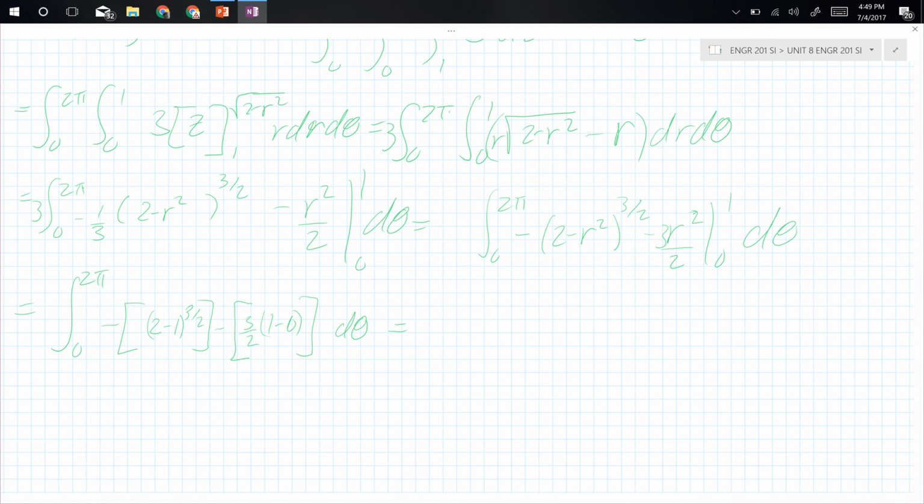And this will equal 0 to 2 pi. Well, what did I just do? I am messing up right now. Very sorry. 2 minus 0 to 3/2 minus 3/2 of 1 minus 0. Might be distracted here.